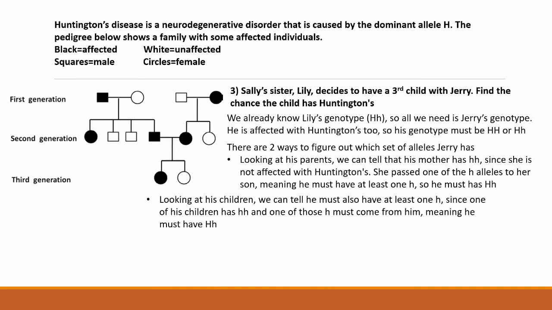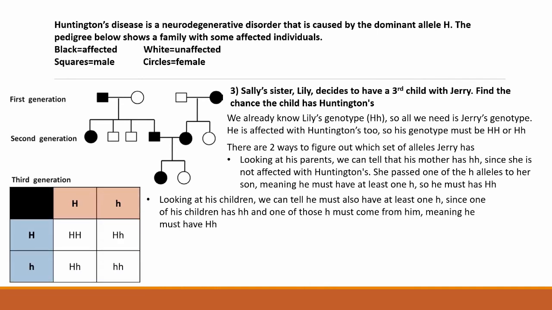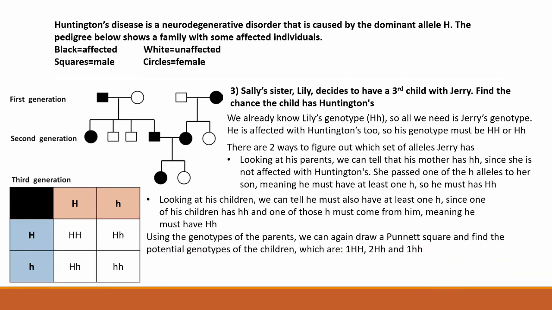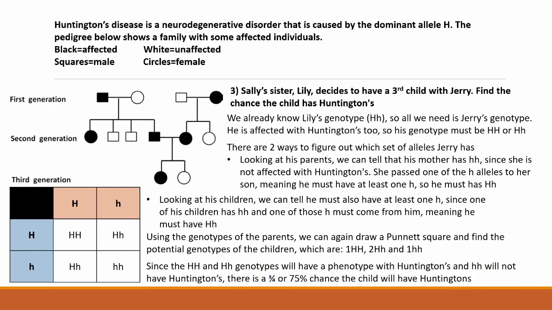Now, using the information we already have, we can try and draw the Punnett square, which should look something like this. And then using the genotypes of the parents, we can find out that the genotypes of the children are potentially 1 in 4 dominant, 1 in 4 recessive, and 2 out of 4 dominant recessive. Since both dominant and dominant recessive will result in Huntington's, there's a 3 out of 4 chance, or 75% chance, that a child will have Huntington's disease. If you're not sure how we got to the alleles of Jerry, you can always draw the Punnett squares and check like we did with the previous question.